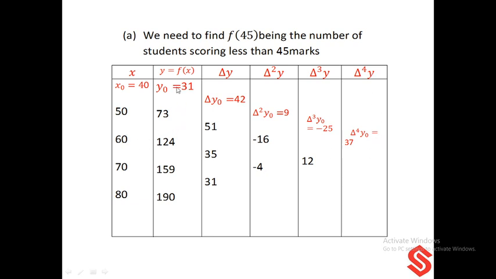So similar to the previous problems, you get the difference. So you see 73 minus 31, 42, 124 minus 73, 51, 159 minus 124, 35, 190 minus 159, 31. Similarly, you will get second, third and fourth order forward differences.